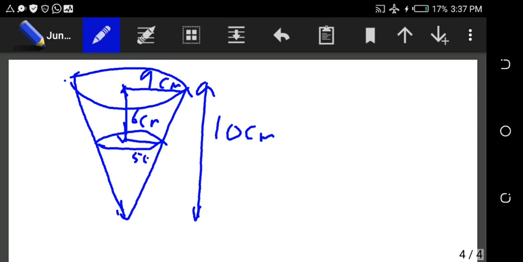So go ahead and try to solve this. Solve for the volume of the frustum. If you're able to do this, then I'll be sure that you are ready for the next class. So watch this video as many times as you can. Try to pause wherever you can and understand what we are doing.